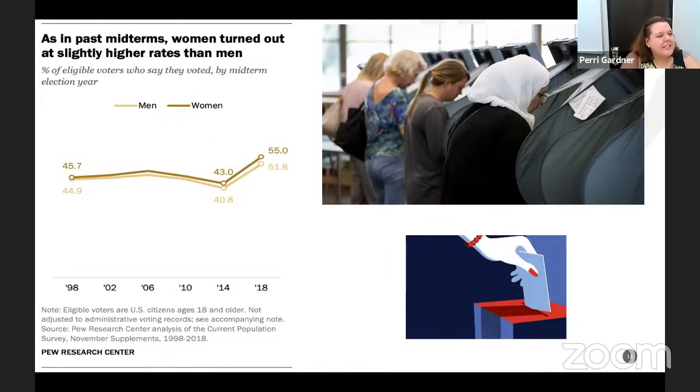Women do slightly turn out above men now. So we've learned to vote, but maybe we haven't quite caught on with running for office yet. And it's the same case in state legislatures. It varies by state. So in some states, it's almost close to equal representation, men and women. In other states, it is much more similar to the levels that we see in the US Congress.